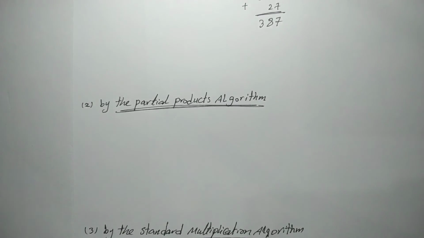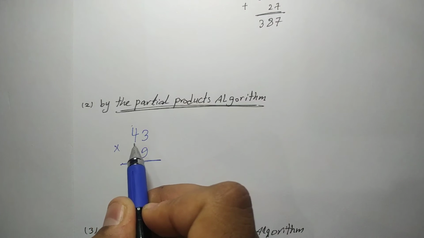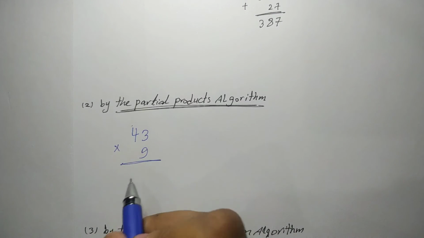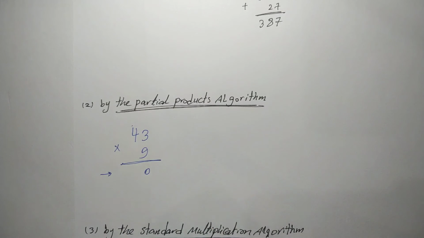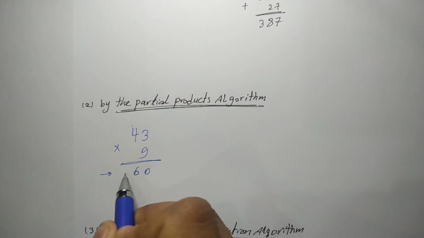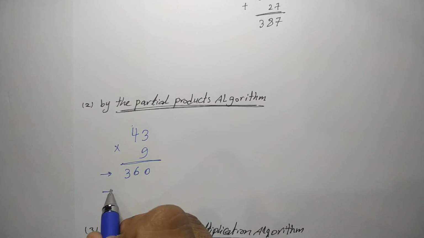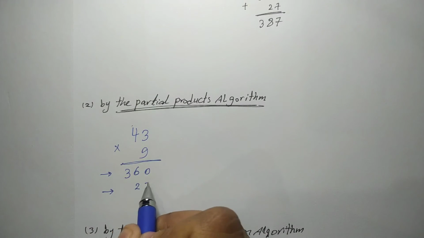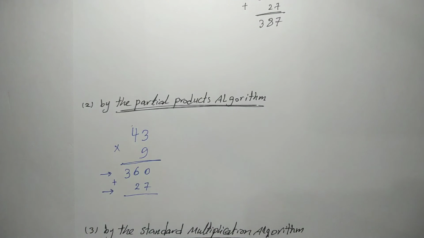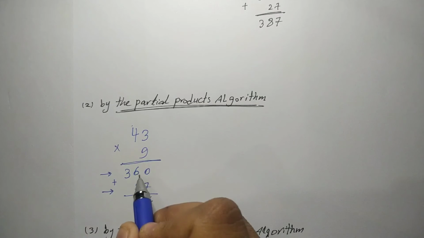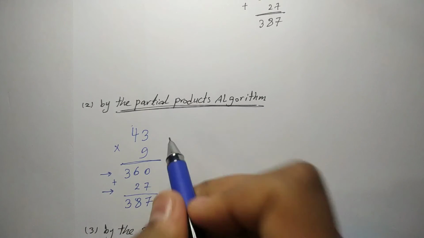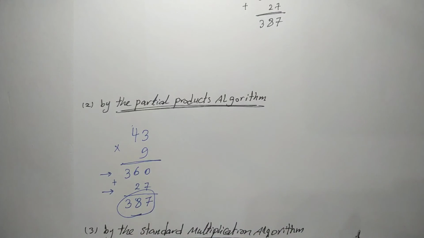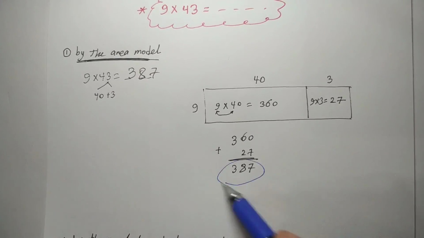Again, this example by the partial product algorithm. I will write 43 times 9. Start with 9 times 4, but this 4 is in the tens place, so I will write 0 at the first line. 9 times 4, 36. Okay, the next line. 9 times 3, just 27. And start adding the numbers. 0 plus 7, 7. 6 plus 2, 8. And drop the 3. It's the same answer.